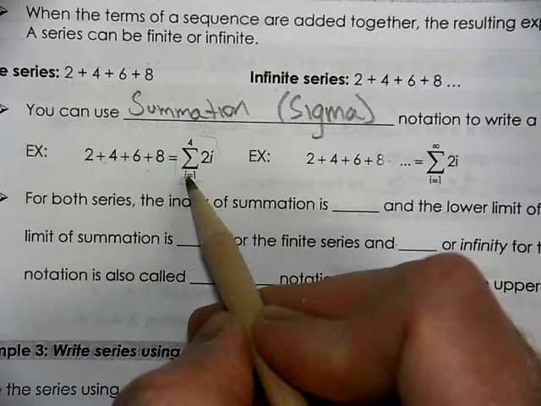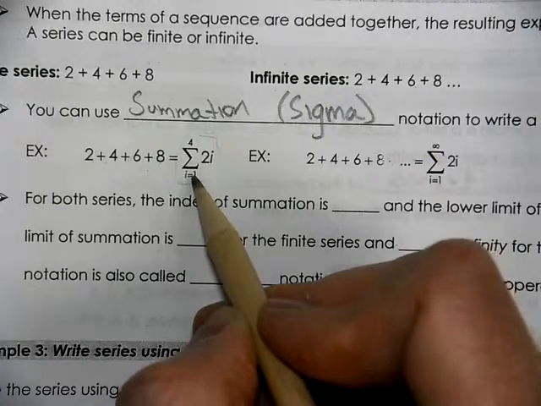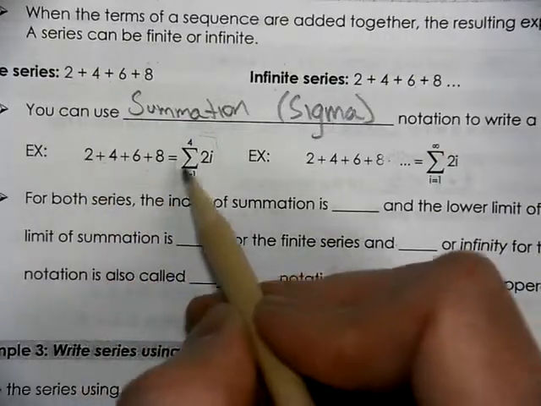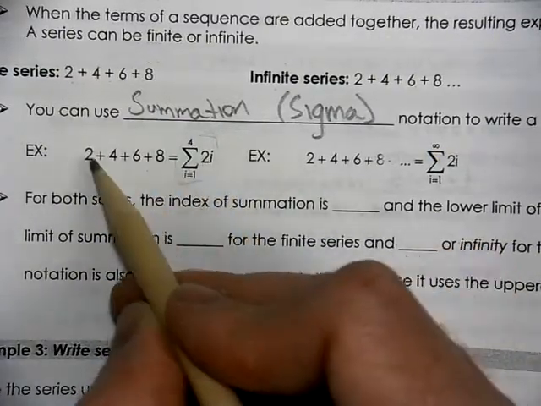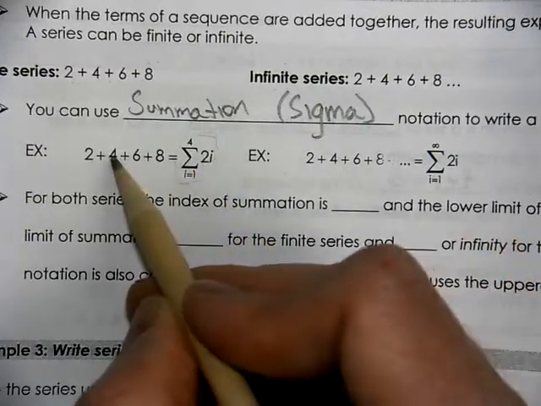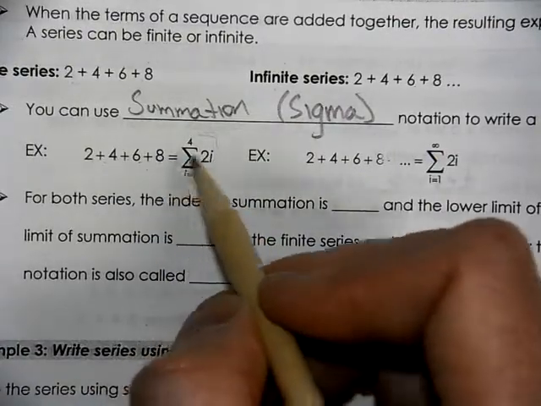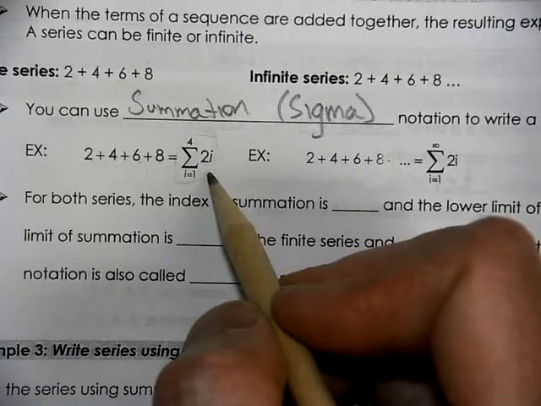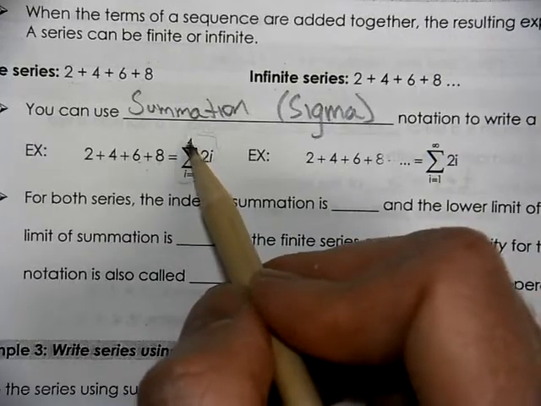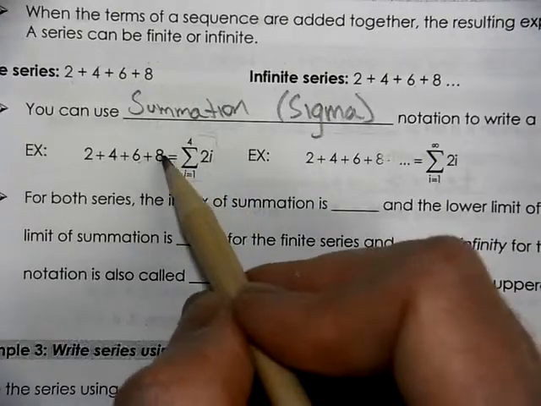We start with i equals 1 in the bottom. That means that you're going to plug a 1 into your rule to help you identify what the first number is. 2 times 1 would give you a 2. Then you pick the next whole number. 2 times 2 gives you 4. 2 times 3 gives you 6. 2 times 4 gives you 8. You keep plugging in numbers until you get up to this upper bound number, which is a 4. So that tells us 4 would be the last value we plug in. 2 times 4 is 8, and we stop.